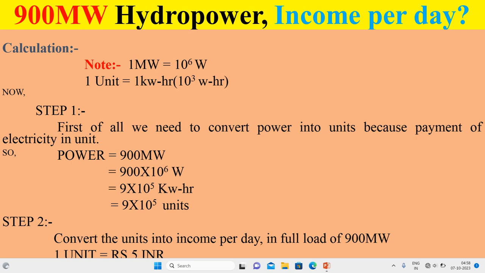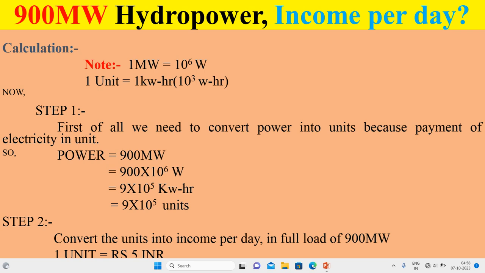So in step 1, what we need to do, I hope you are seeing our cursor, right? Here we are going to calculate what will be the generation, what will be the unit, for 900 megawatt per day, per month, and per year. This is step 1. First of all we need to convert this power into units, because the payment of electricity is in units. So this is the generation of electricity.